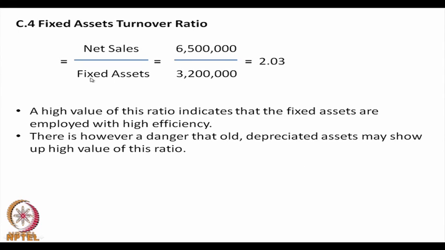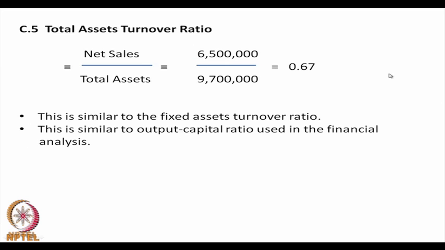Fixed assets turnover ratio is net sales by fixed assets. This is 2.03. Basically, fixed assets is something like the capital that is invested, and this is the amount you are getting. A high value of this ratio indicates that the fixed assets are employed with high efficiency. There is, however, a danger that old depreciated assets may show off high value, because old depreciated assets meaning fixed assets value will be less, and they may give very high values of fixed assets turnover ratio.